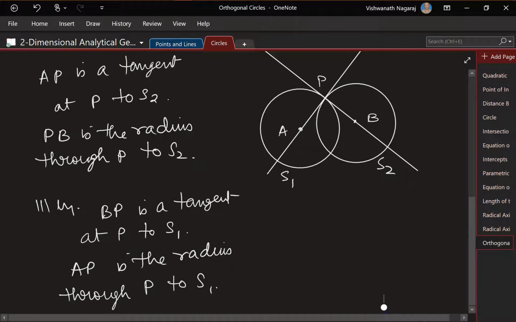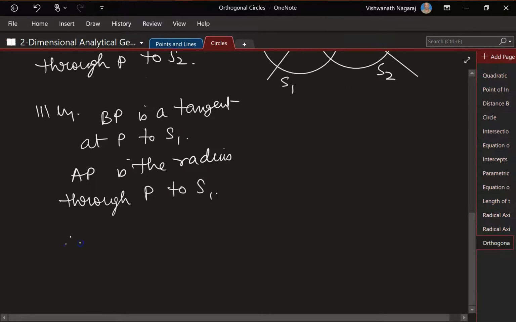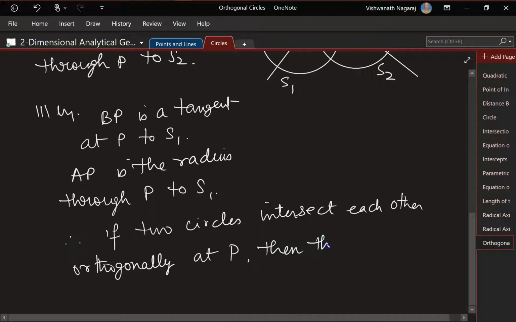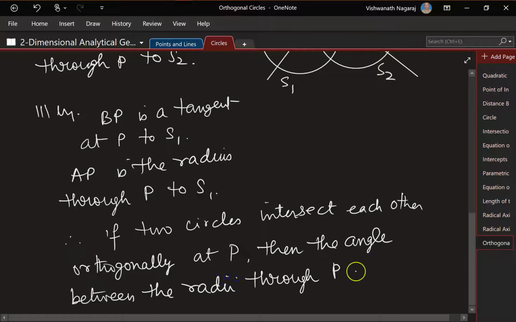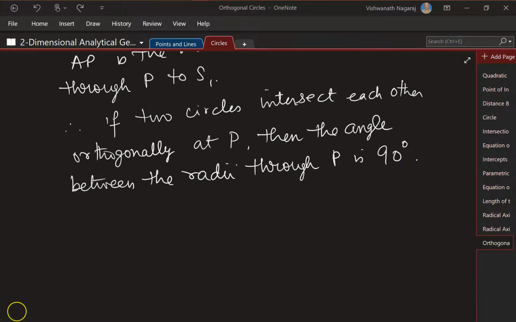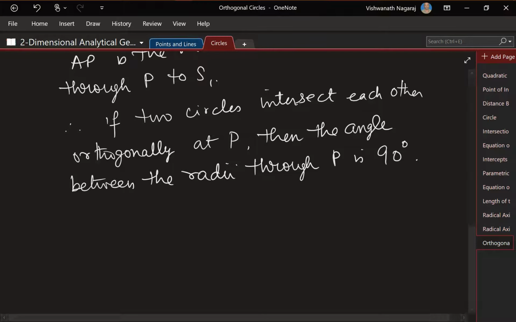If you look at the length of the tangent we saw in previous sessions. So therefore, if two circles intersect each other orthogonally at P, then the angle between the radii through P is 90 degrees. Let's figure out the condition for two circles to be orthogonal.